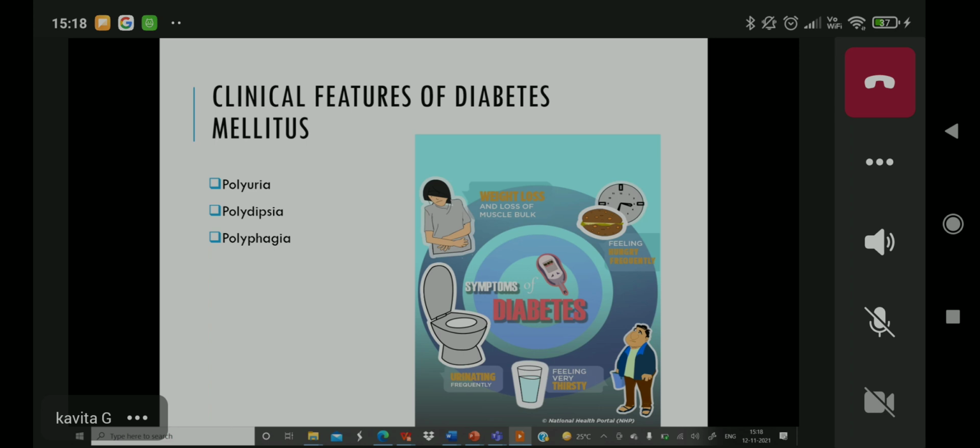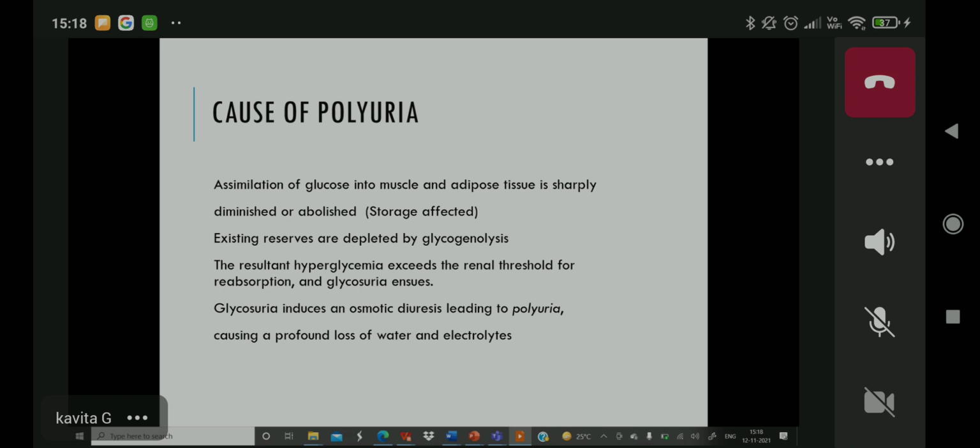Polydipsia means a lot of thirst going on, and polyphagia means always feeling hungry. So, why is your patient complaining of polyuria? That is because the utility of glucose has sharply been affected. Hyperglycemia is there, but the utility, the transport system into the muscle and adipose tissue, has been affected.